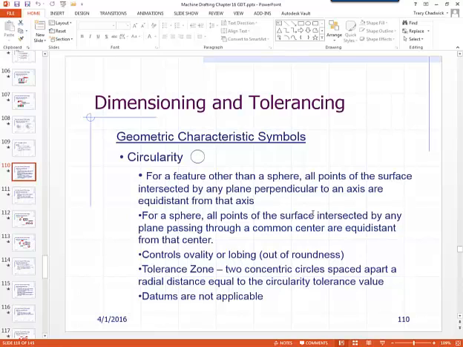Today we're going to talk about two more GD&T symbols, that being circularity and cylindricity. It's very similar to what we talked about with straightness and flatness, where straightness was just any cross-section, looking at how straight it was, and then flatness was looking at a whole surface. So it's kind of the same thing with circularity and cylindricity. We're looking at a cross-section of a cylinder and how circular it is, and then we're looking at the entire cylinder and how circular that is as well.